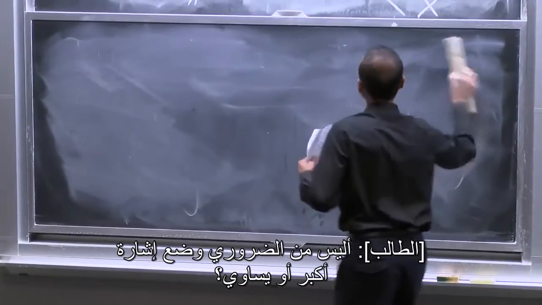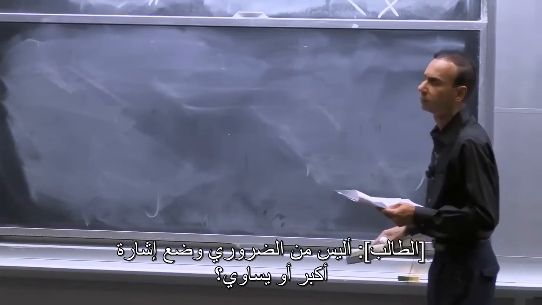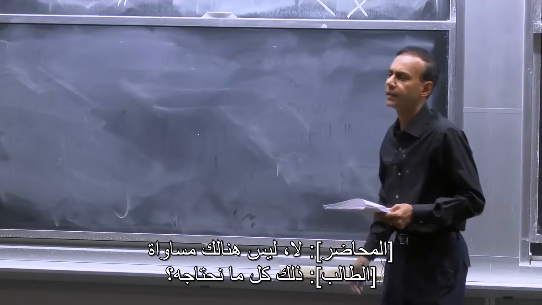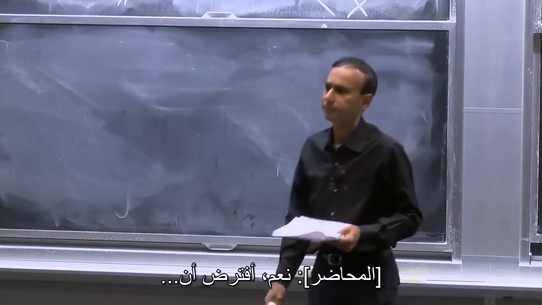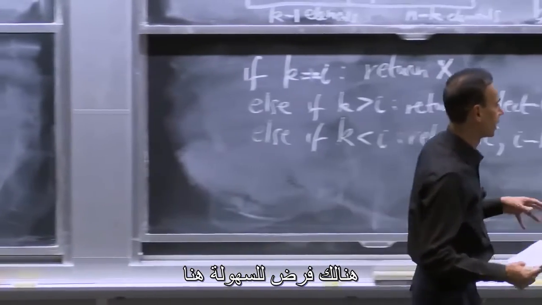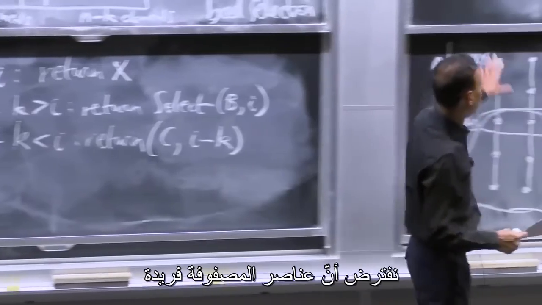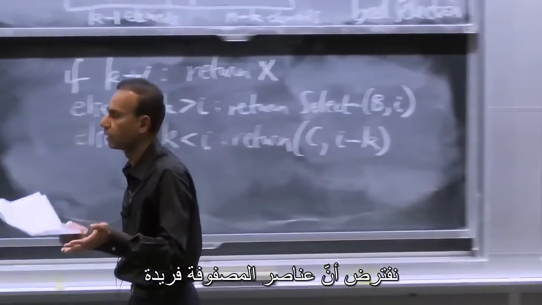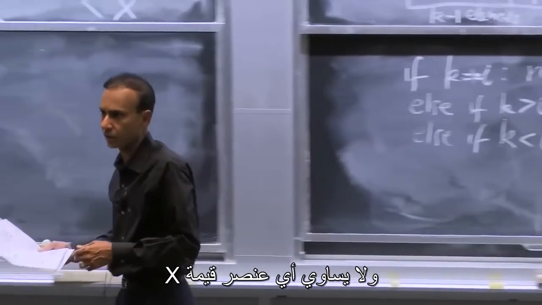Should it not be greater than or equal to? No, there's nothing that's equal, it's all unique. Yeah, I assume that for convenience; there's always a little bit of convenience thrown in here. We will assume that the array has unique elements, so there's nothing that's x, okay? Good.